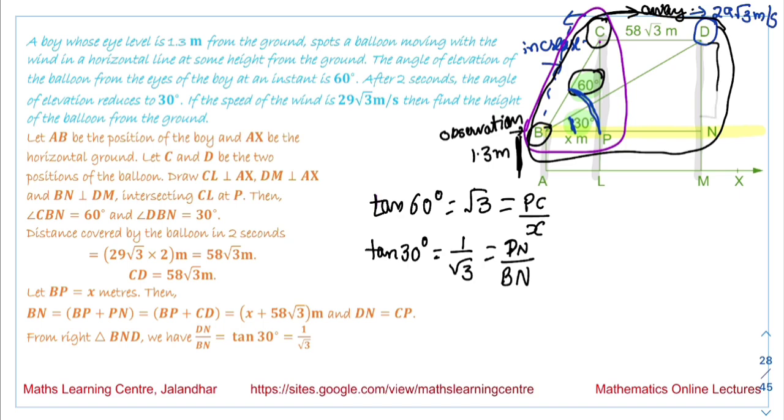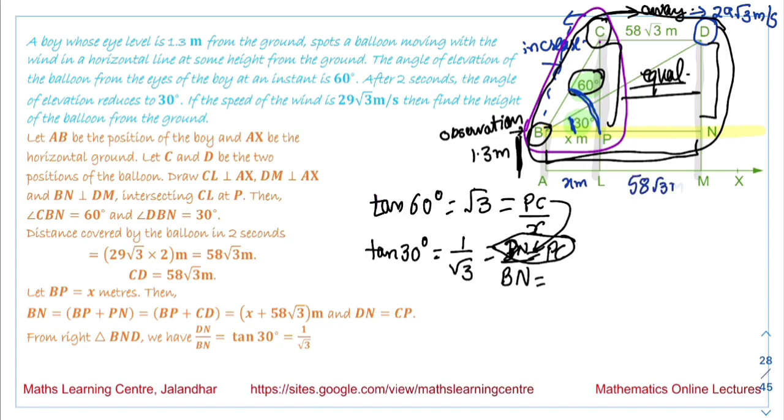Now this length DN and this length PC, these two lengths are equal to each other. Both PC and DN are equal. The value of BN is this length: this is X meters and this is 58 root 3 meters. So what we get is that this is equal to PC over 58 root 3 plus X.